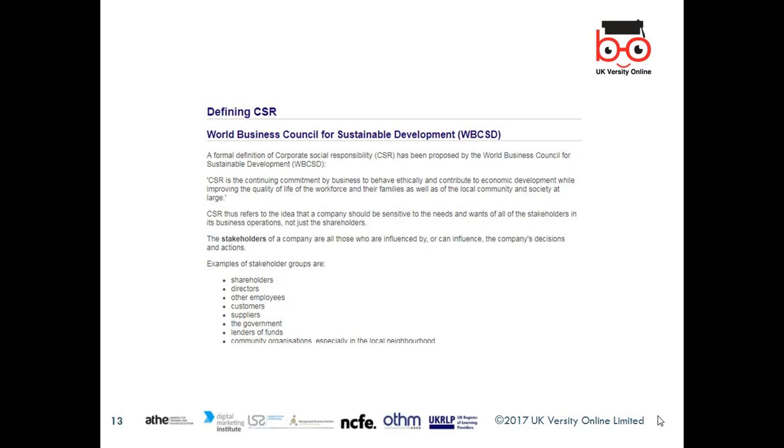Examples of stakeholder groups: shareholders, directors, employees, customers, suppliers, government, lenders, funds, communities, organizations. All these come under the stakeholders, as do tax authorities and the local public.